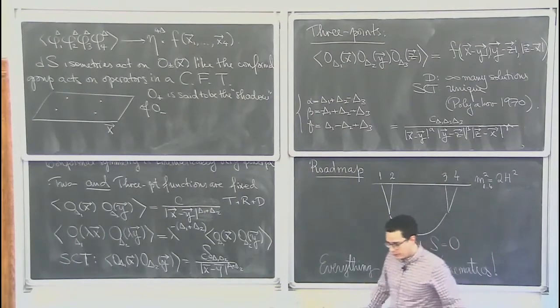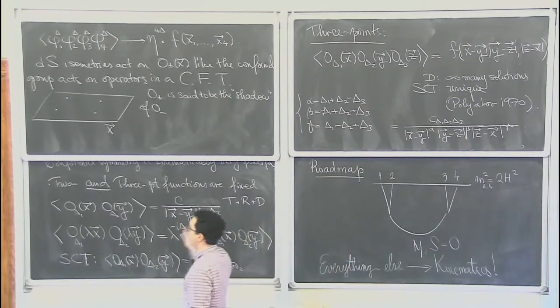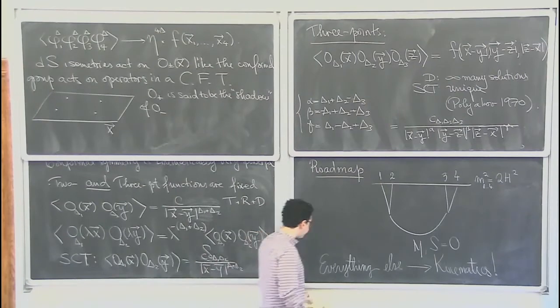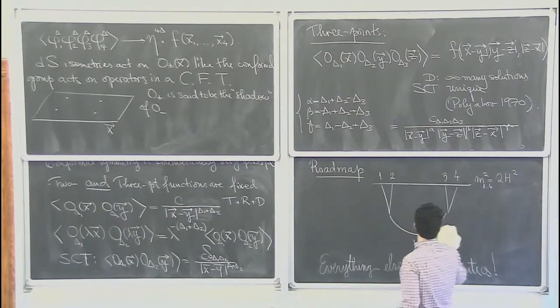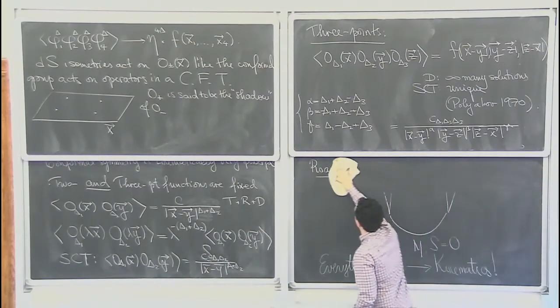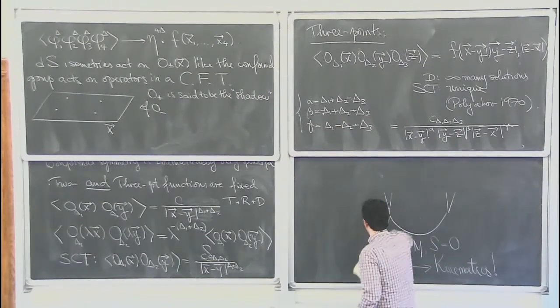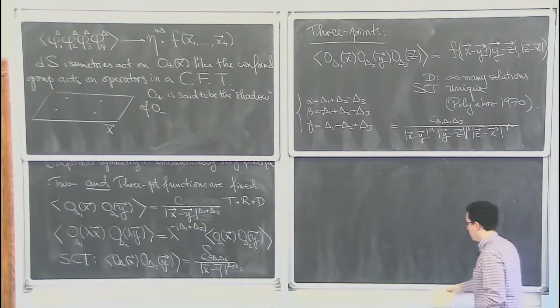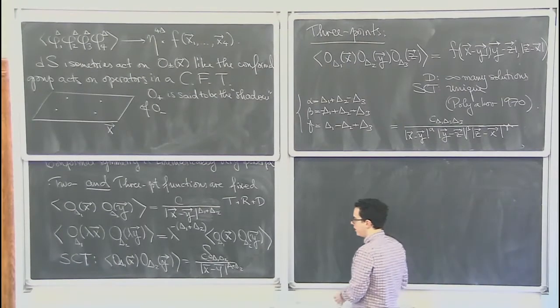But now we come to a puzzle. How come we have this plethora of three-point functions while I'm telling you that the three-point function is unique? The reason is that this is only true in the de Sitter approximation. So we need to relax the de Sitter approximation a little bit to get inflationary three-point functions.